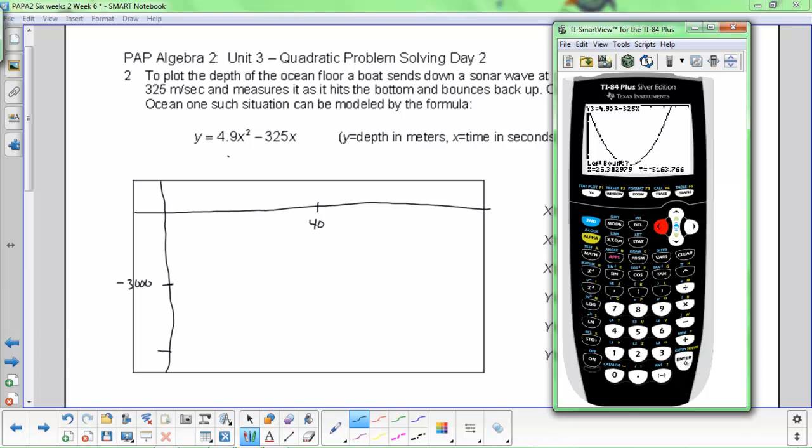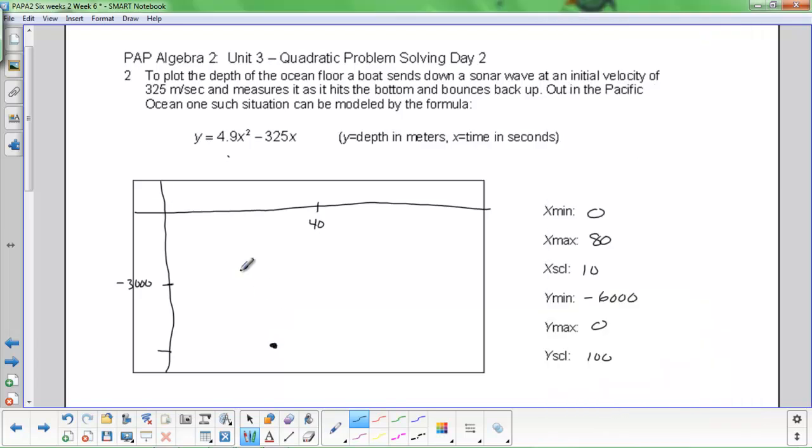Move your cursor to the left side of where you think the bottom is. Move it back to the right side of where you think the bottom is. And make your guess. 33, so we're going to be about right here. And 5,389, so about right here somewhere. Okay.